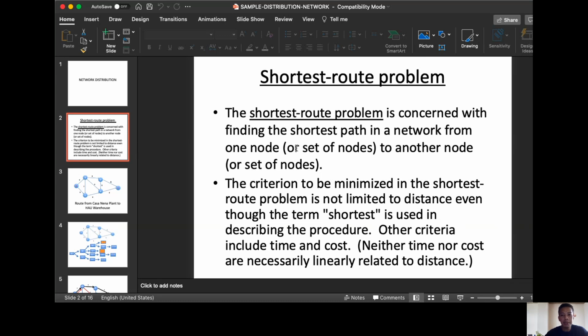The criterion to be minimized in the shortest route problem is not limited to distance, even though the term shortest is often described in the procedures. Other criteria include time and cost. Neither time nor cost are necessarily linearly related to distance.